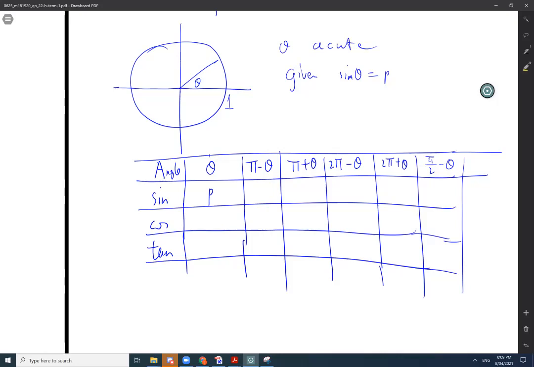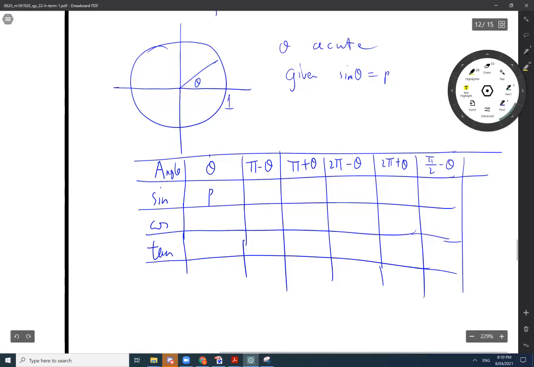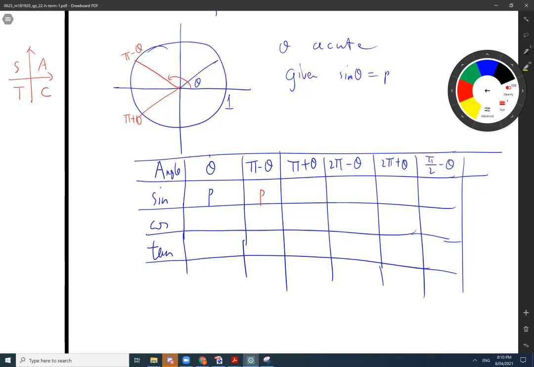What do we need to calculate? We just check sine first. Pi minus theta, the angle is right here. This is pi minus theta, this one. So sine is still positive. Pi plus theta is here. Maybe you remember this type of thing. Sine is positive inside here. You can say positive, positive, negative, negative for sine.